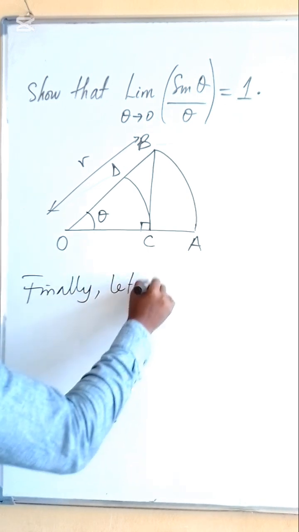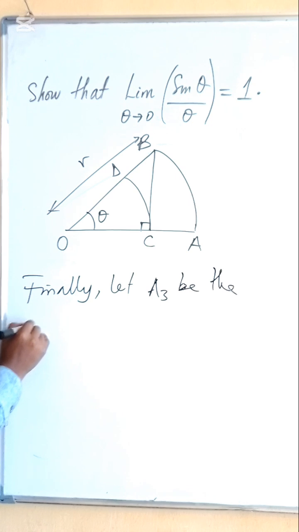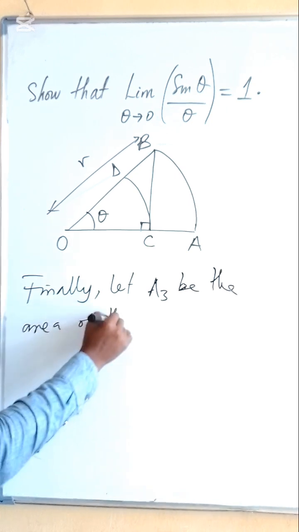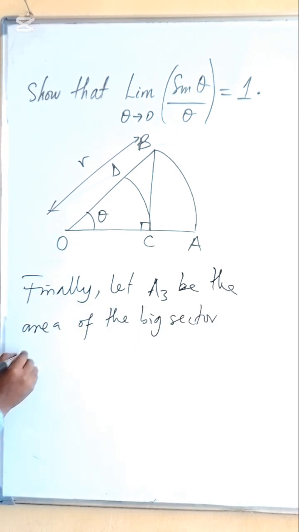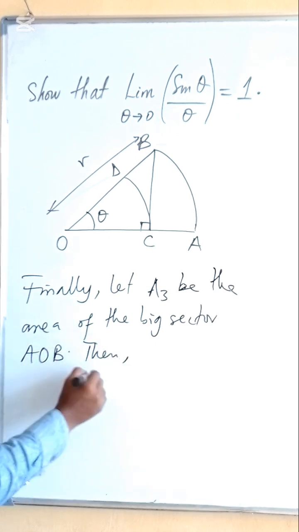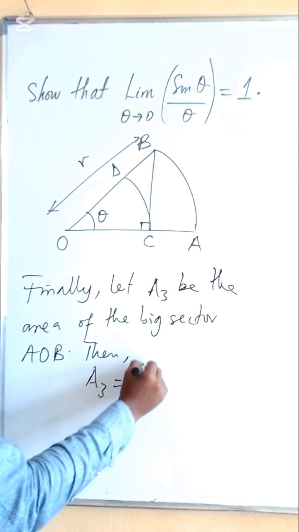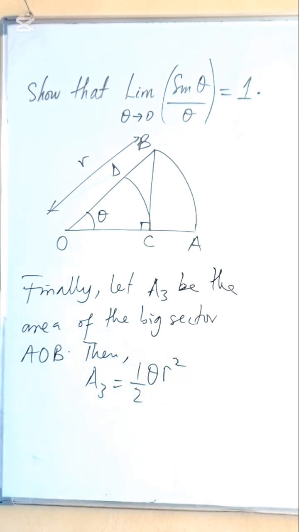let A3 be the area of the big sector AOB. Then A3 will be half theta R squared. At this point, we now have three expressions for A1, for A2, and for A3. Let's go over to the next thing.